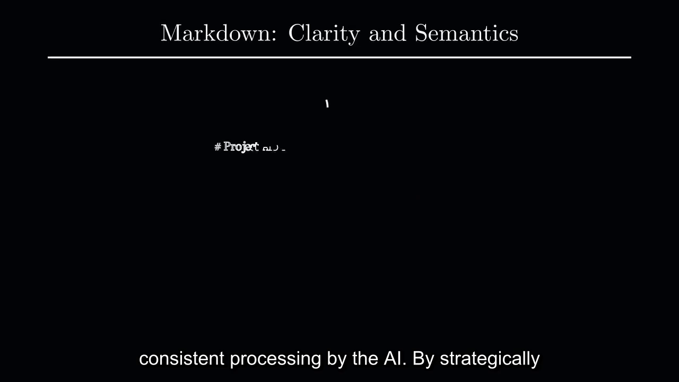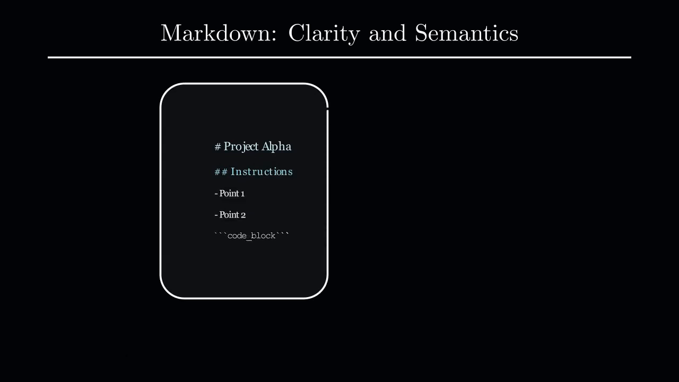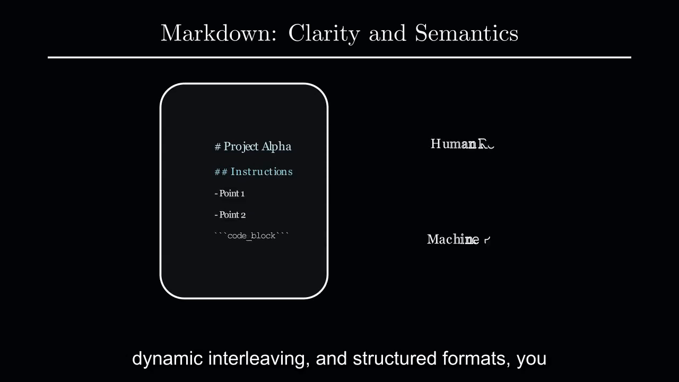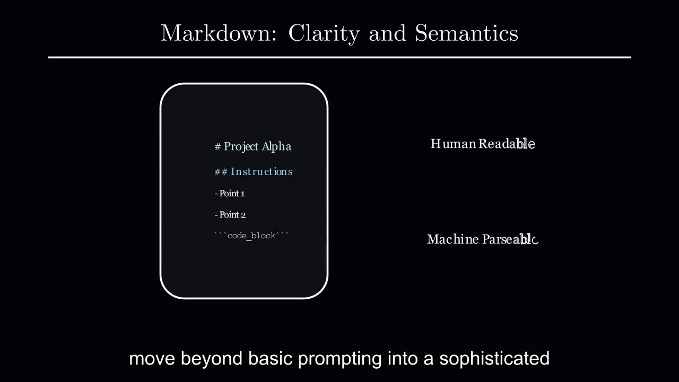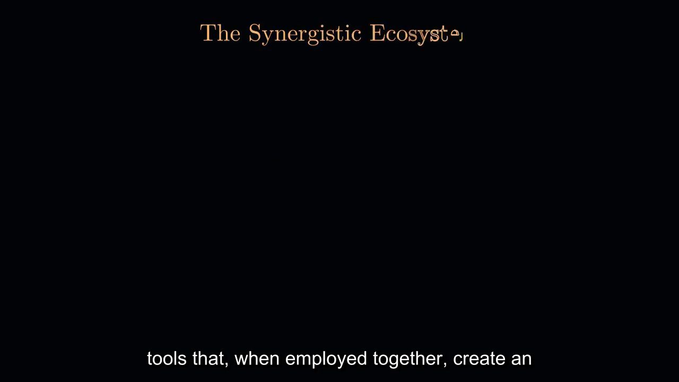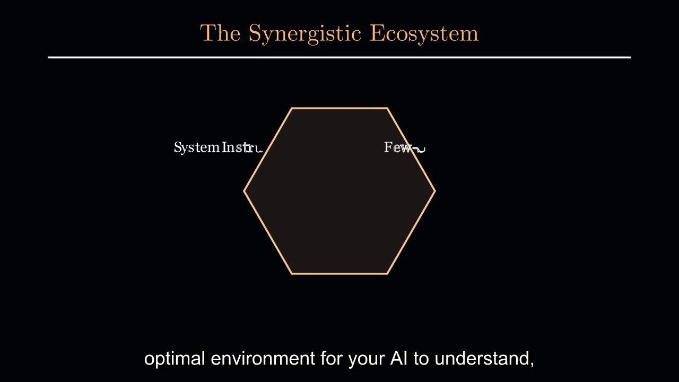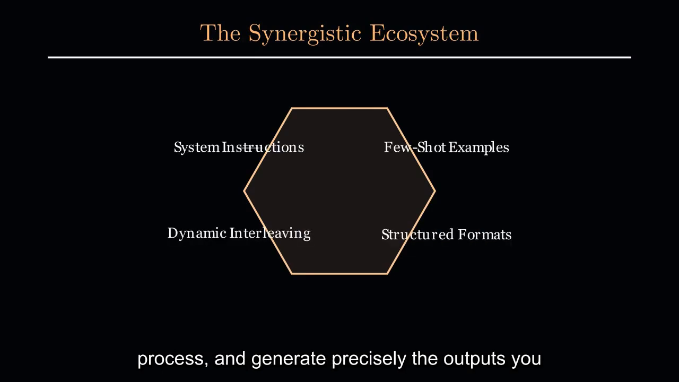By strategically combining system instructions, few-shot examples, dynamic interleaving, and structured formats, you move beyond basic prompting into a sophisticated realm of AI interaction. These techniques are not mutually exclusive. Rather, they are synergistic tools that, when employed together, create an optimal environment for your AI to understand, process, and generate precisely the outputs you need, every time.